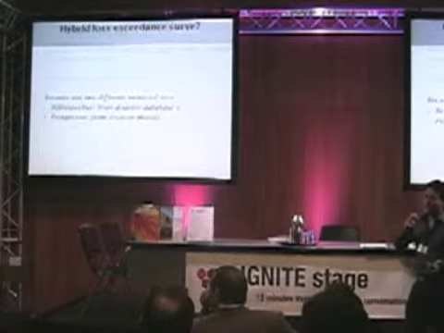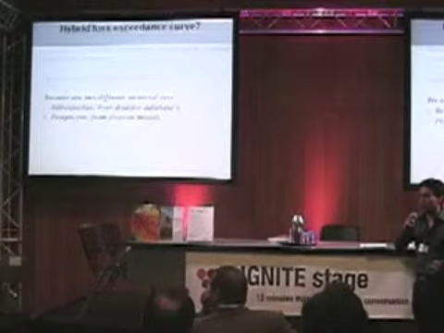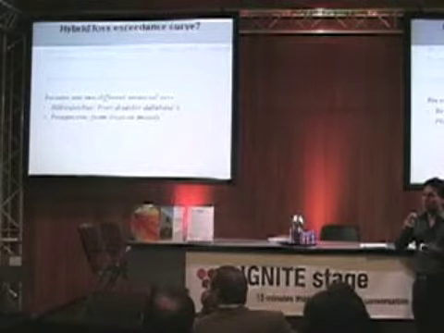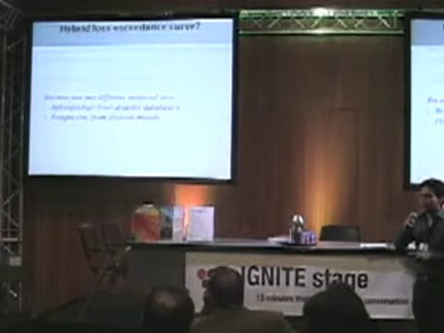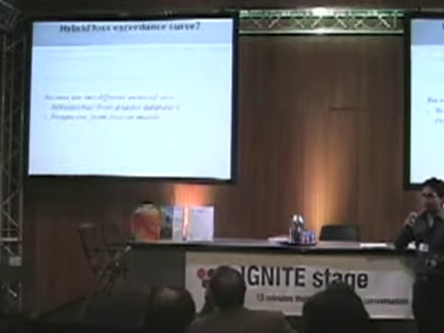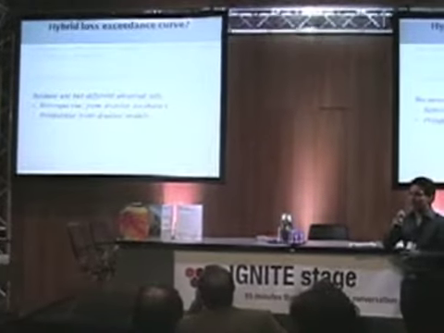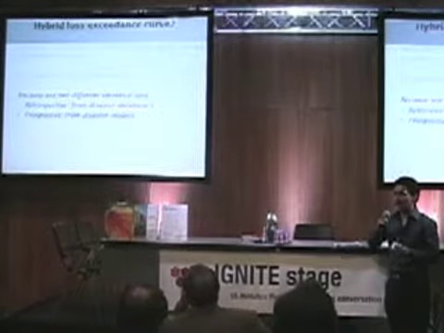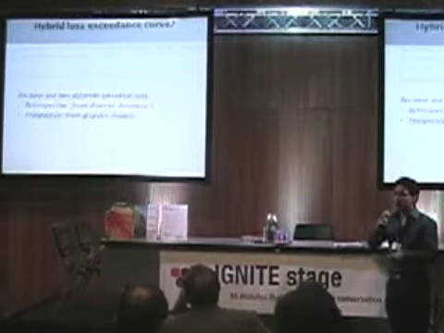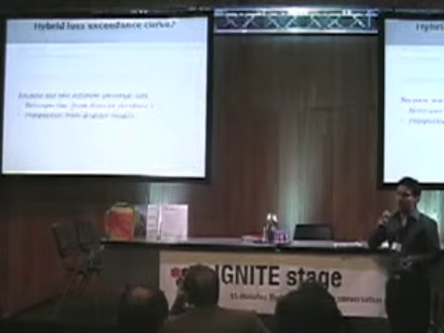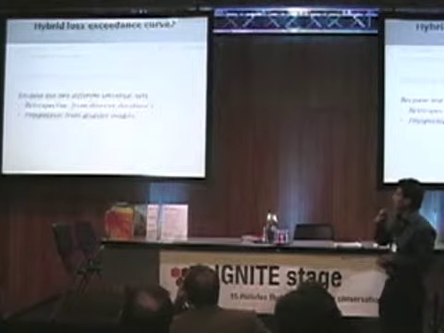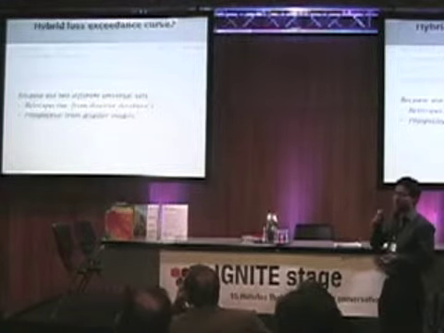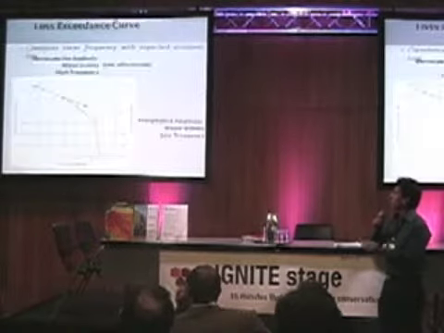So what's the hybrid loss exceedance curve? It includes what is made using the database, the real events that have happened already, and the future events that we expect someday to happen. So we have two different sets, the retrospective and the prospective sets of events.